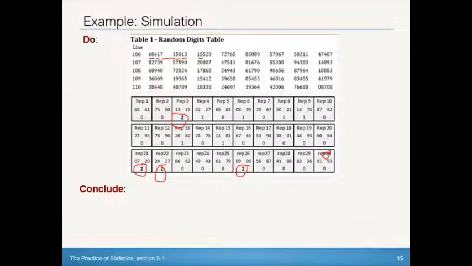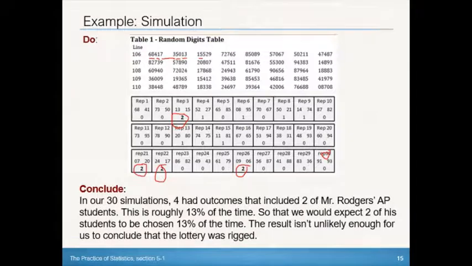So we want to think about what that probability is. We don't want to say things like the probability of this happening is, because this isn't a theoretical probability. We want to say that we would expect the probability to be about what we got, or say the simulated probability. So in our 30 simulations, this is what the conclusion should look like: 4 of the simulations had an outcome that included 2 of Mr. Rogers' AP students. So this is roughly 13% of the time we would expect this to happen.